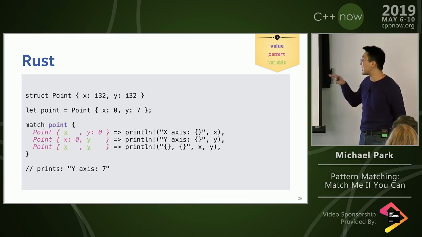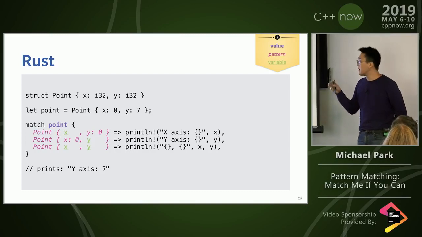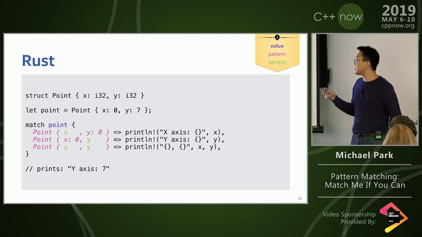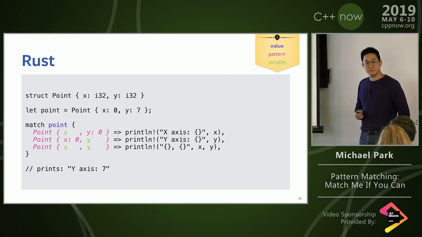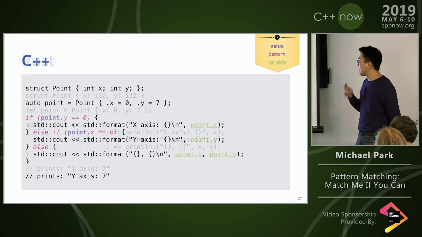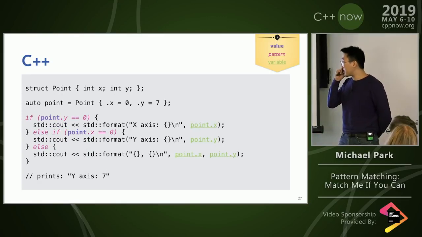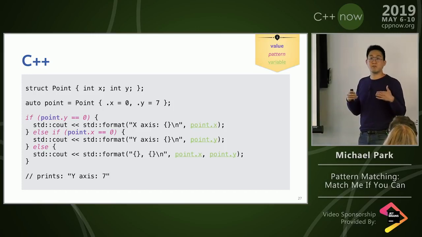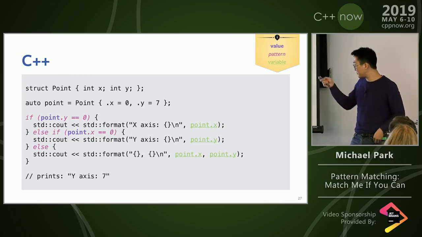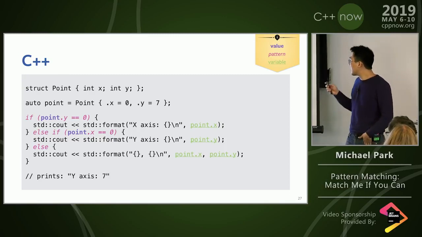So the first one would not match because y is not 0. And then the second one would match because x is 0 and y can be anything. And then it would print y-axis is 7. Pretty simple, right? Everyone follow? No questions? Good. So in C++, we'd have to write something like this instead, where rather than describing our value, we would have to imperatively take our actions directly to get what we want.